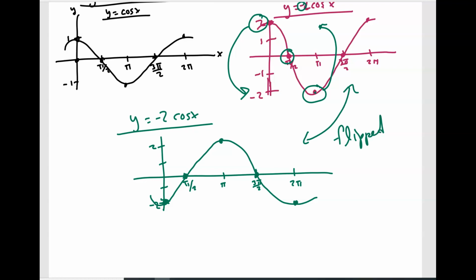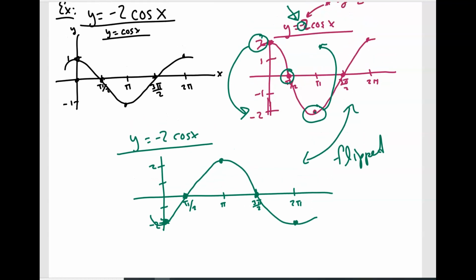So it's now flipped. That's the only thing you really have to worry about when you have a negative in there, because the amplitude gets stretched, but then you also have this negative that's going to switch it around. Okay, so in the next video, we're going to look at what happens when the period is changed.